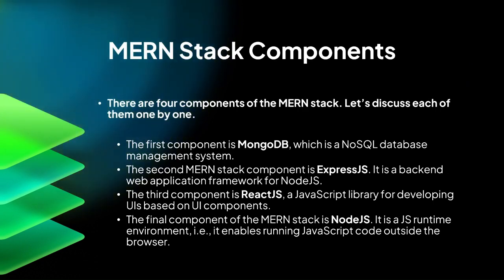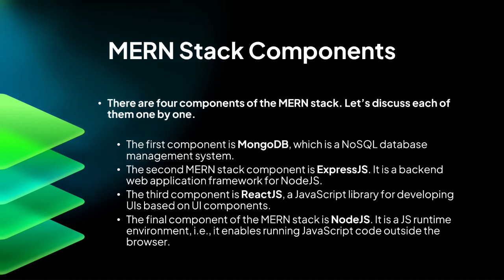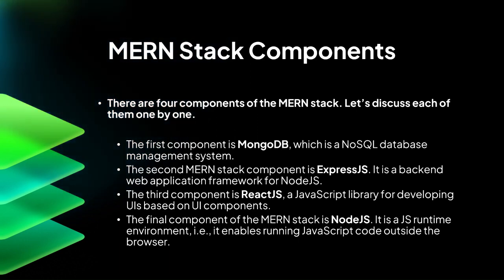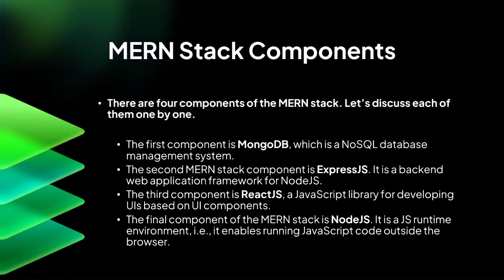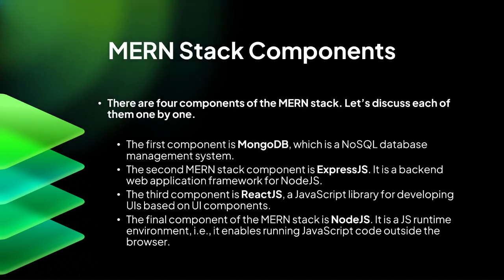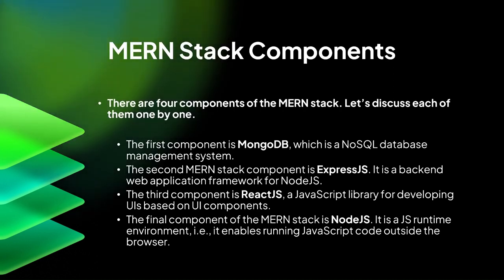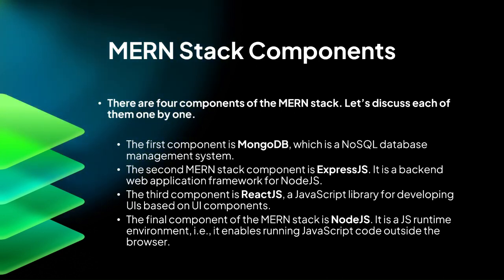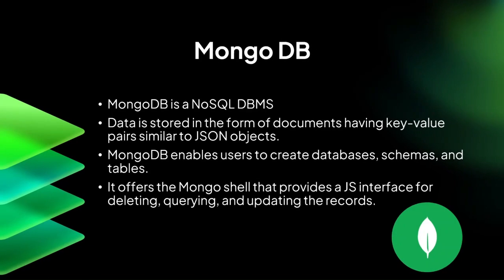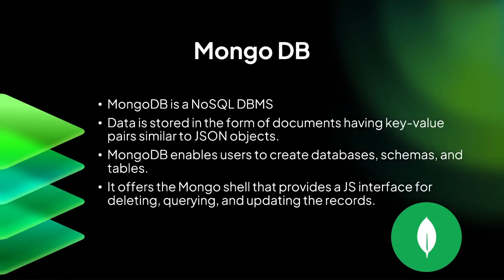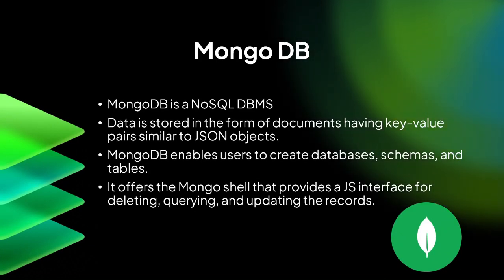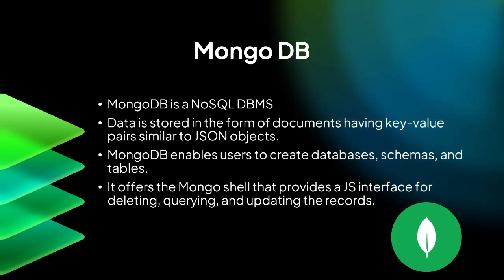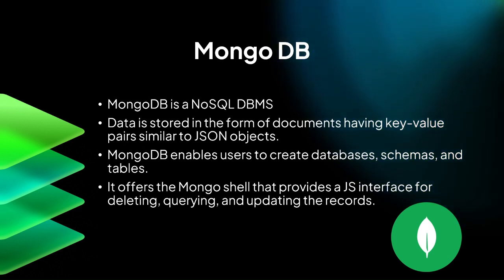Then there's MERN stack. This is the most widely used tech stack that developers across the globe are currently using. MERN basically means MongoDB, Express.js, React.js, and Node.js. So, MongoDB. MongoDB is a NoSQL DBMS, and data is stored in the form of documents that have key value pairs.